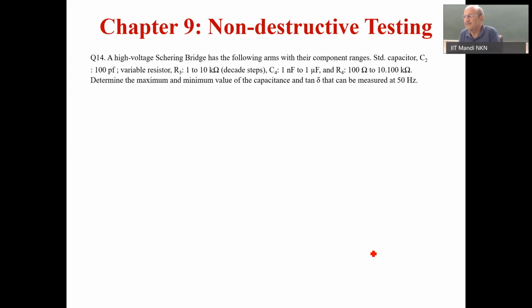Variable resistor R3 is given in the range of 1 to 100 kiloamperes in decade steps of 100 kiloamperes in a decade. Every 10, you can say it can be changed. Then C4 is given, and the range of C4 is 1 nanofarad to 1 microfarad.